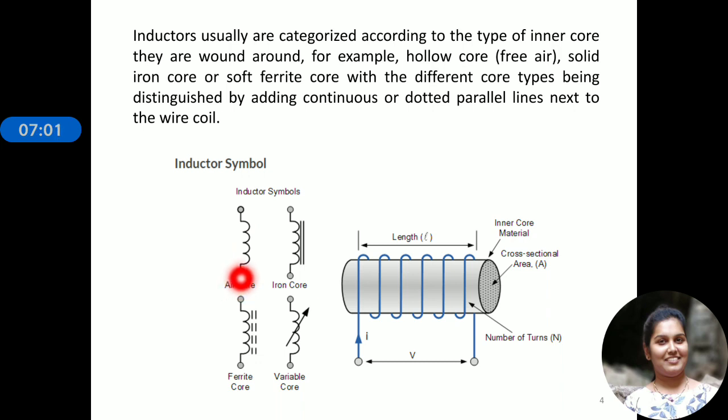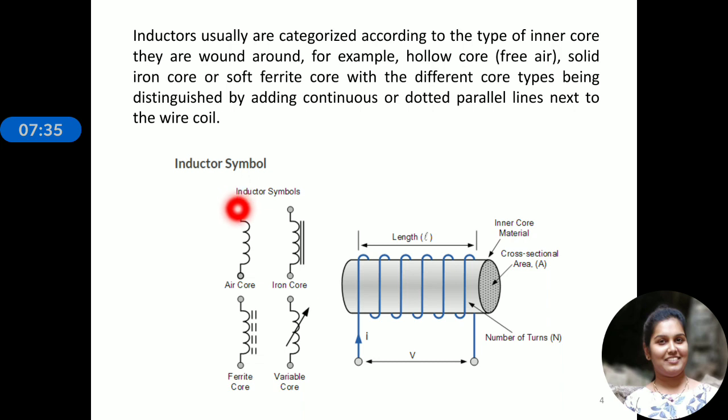Okay, so the schematic symbol for the inductor is that of a coil of wire. Therefore a coil of wire can also be called an inductor. Inductors are usually categorized according to the type of inner core that they are wound around. Just now I was telling you that an inductor is nothing but a wire wound on a core. Sometimes there may or may not be a core, but the coil will be present.